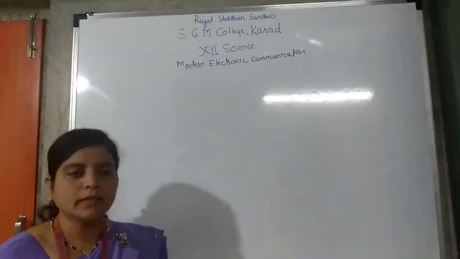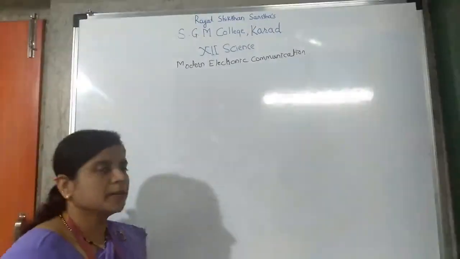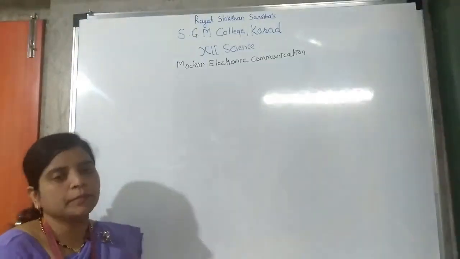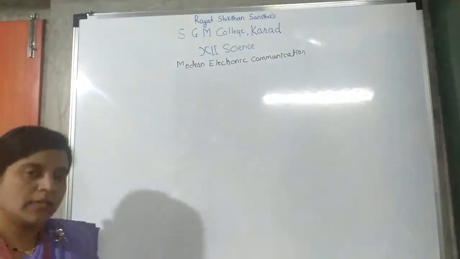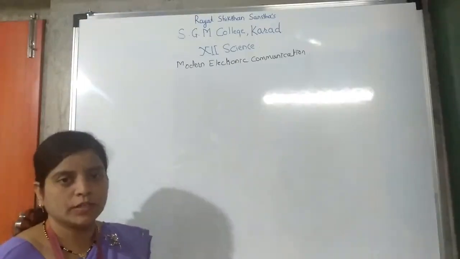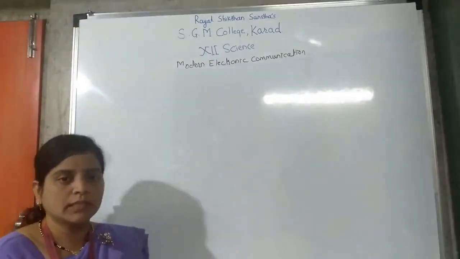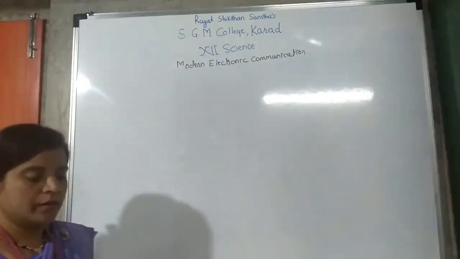Hello students, welcome to the Modern Electronic Communication chapter from paper 1, chapter number 5. This is the last bit of Modern Electronic Communication. Today we are going to see the block diagram of radar.